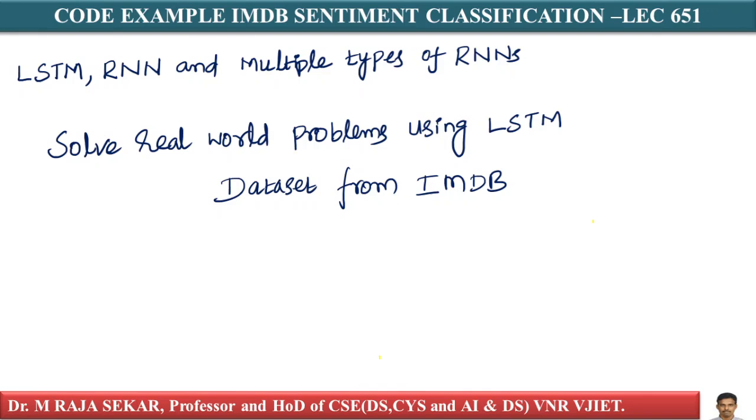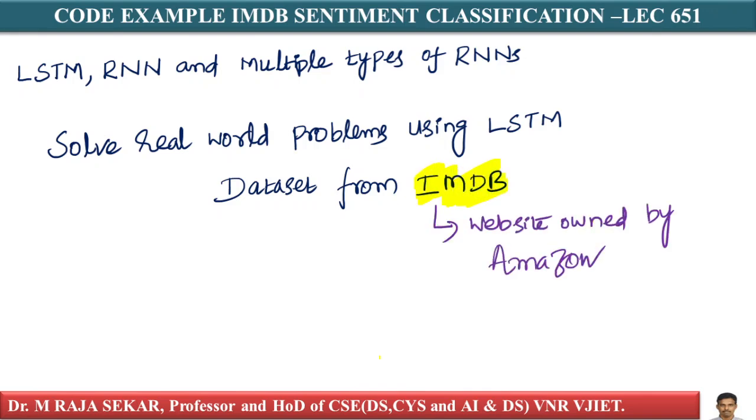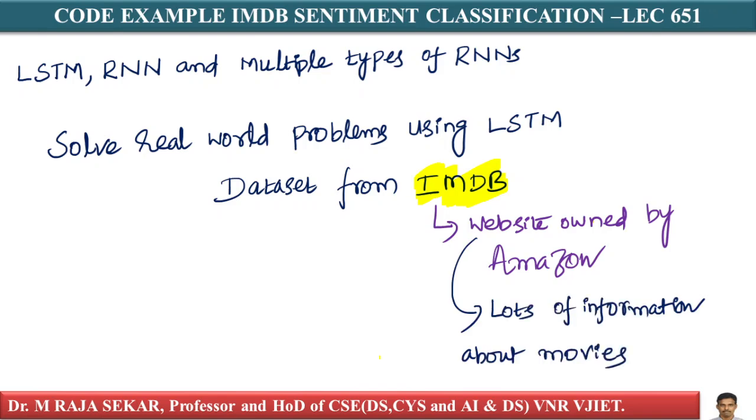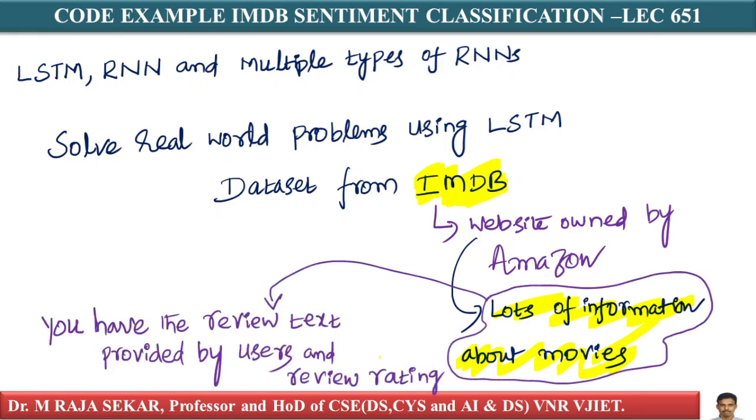IMDB is basically a website. What is this IMDB? It is a website that is owned by Amazon, where you have lots of information about movies. For example, one of the information that you have is the review text provided by users, and also the review rating. I request you to go through this particular website.